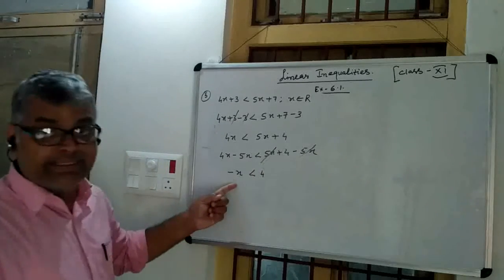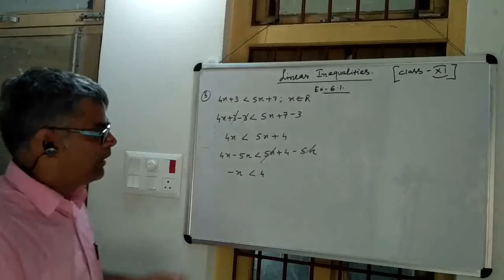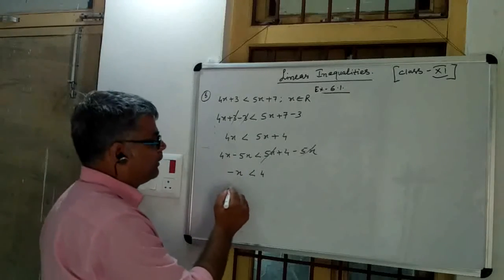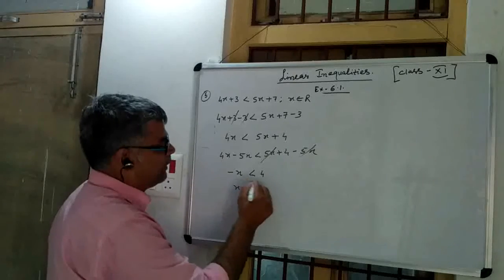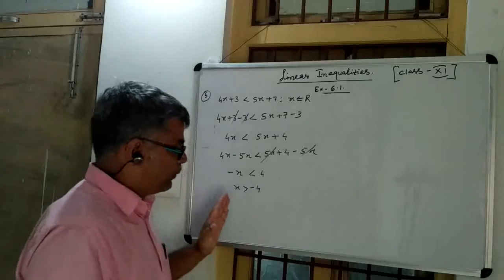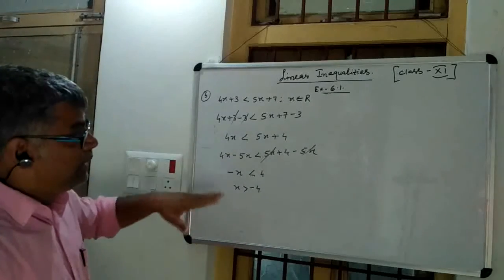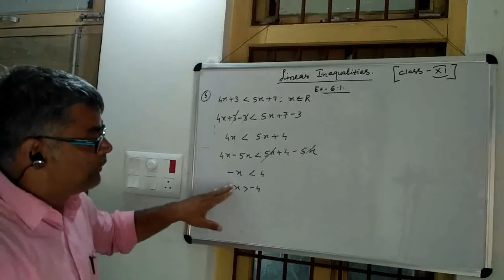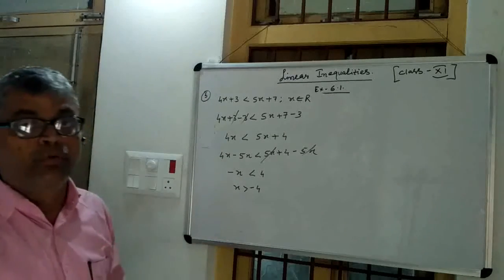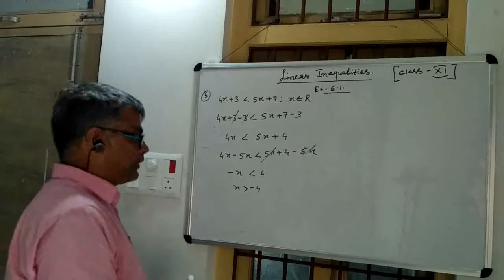Now since x has a negative sign, you multiply both sides by a negative sign, then you will have x is greater than minus 4. Now we got the solution: the solution of the inequality for x is all those values which are greater than minus 4.